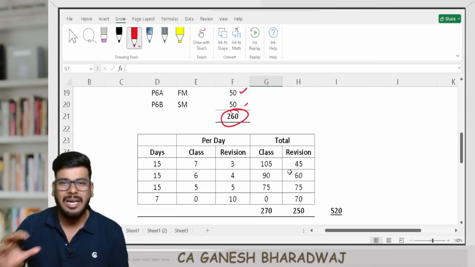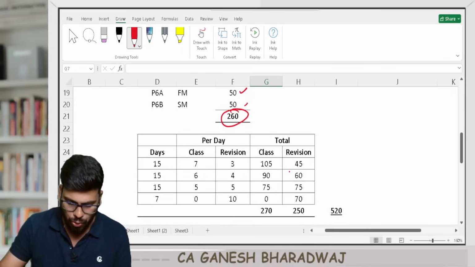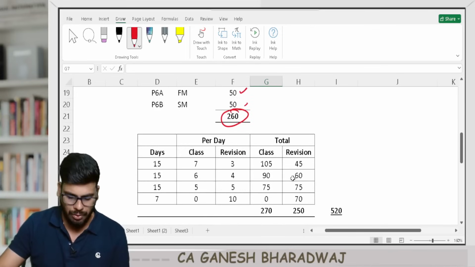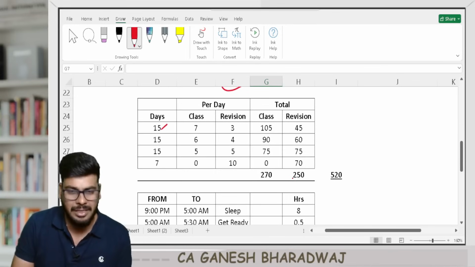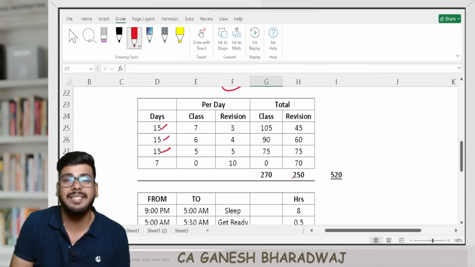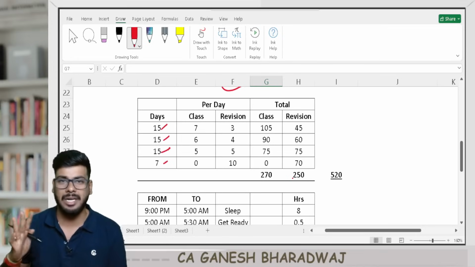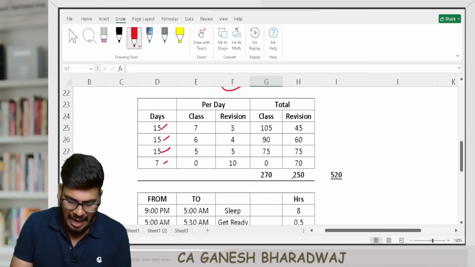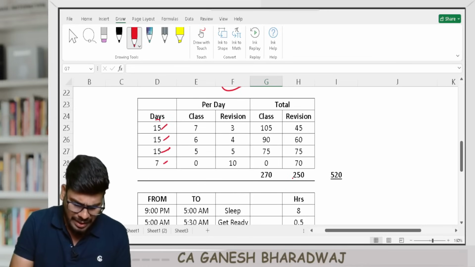Now roughly I'm saying guys, we have a total of 52 days, effective days for us, right? I'm breaking it down like this: first 15 days, next 15 days, then the third set of 15 days, and the last 7 days. I'm keeping it like this. Clear with this, guys?